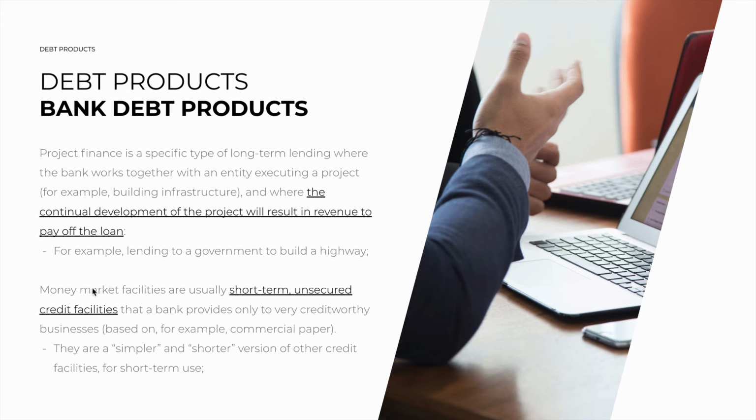Another type are money market facilities. And these are a type of credit facility that is usually short-term and unsecured. These are usually only provided to very credit-worthy businesses. They are based, for example, on commercial paper. So when I mean very credit-worthy, I mean it.